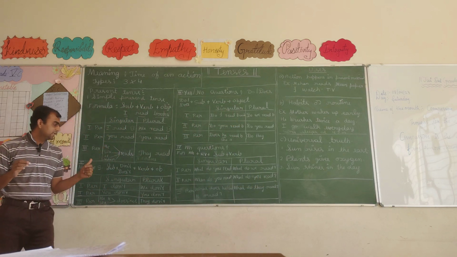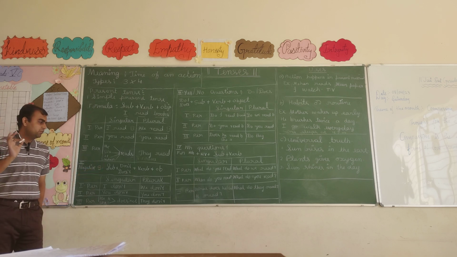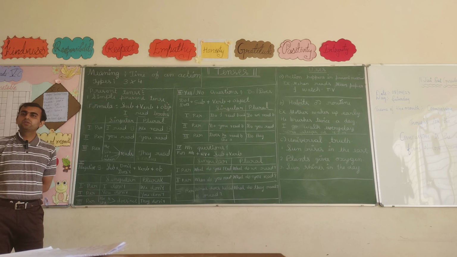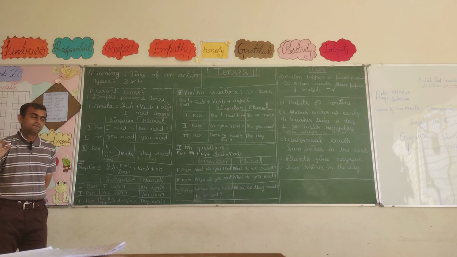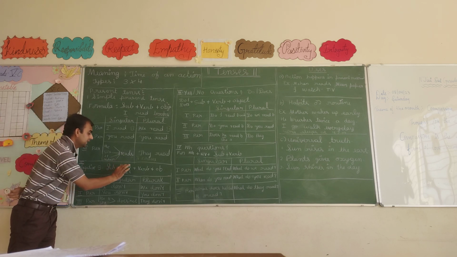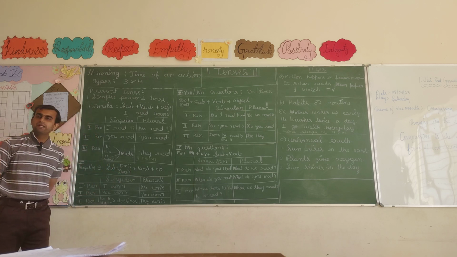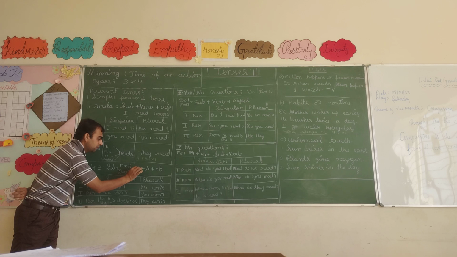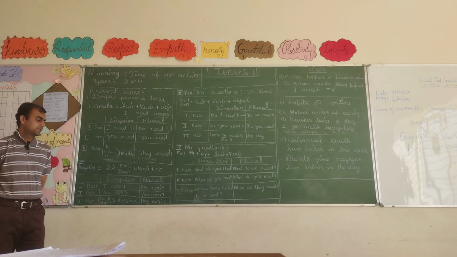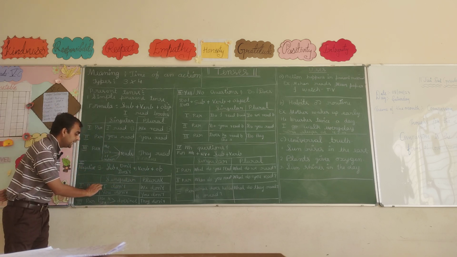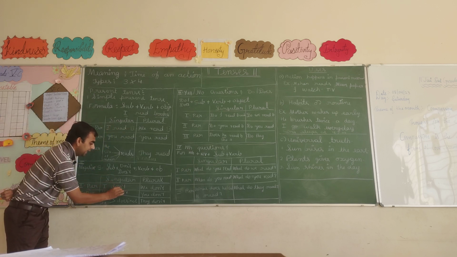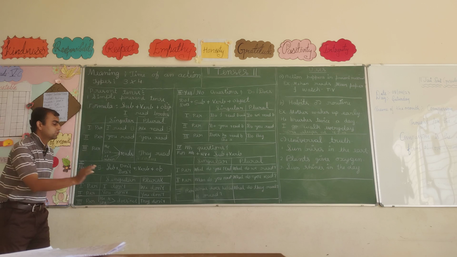Now next, let me tell how to form a negative sentence in simple present tense. How to form a negative sentence? The formula is subject. After the subject we have to use a negative helping verb, that is either don't or doesn't. I will tell where to use don't and where to use doesn't. Then first form of a verb, then object. Example, I don't read book. Here I said I read book. Here, I don't read book.